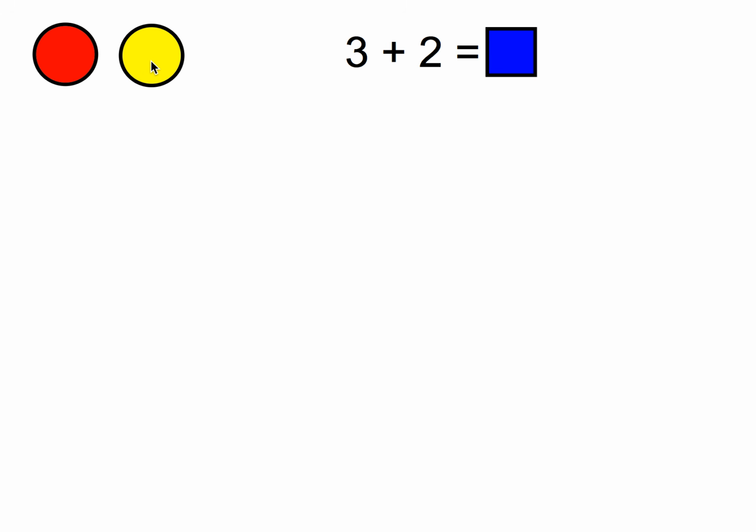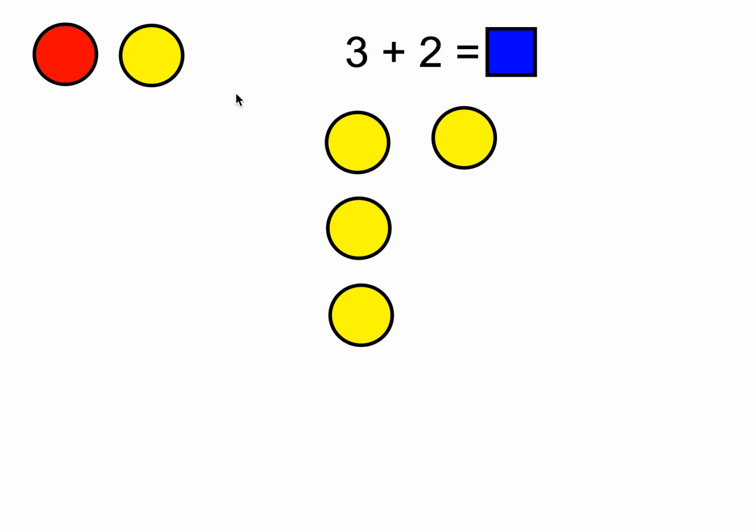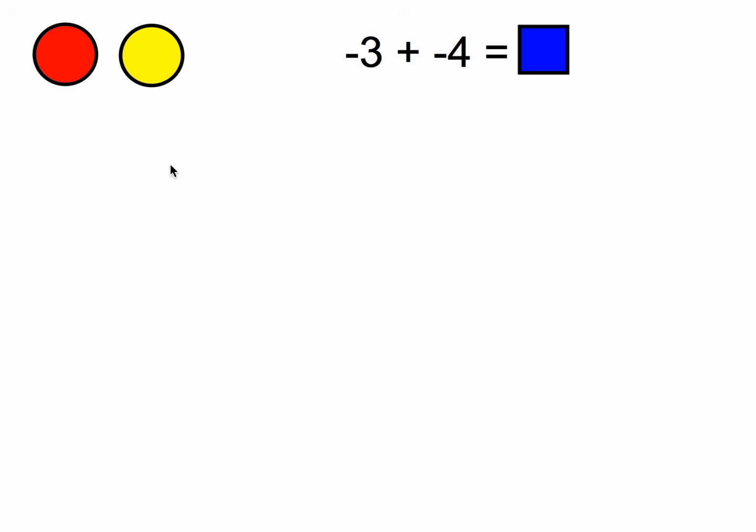So we're going to show that by doing 3 yellow counters to represent positive 3, and then another 2 yellow counters to represent positive 2. Altogether, that gives us 5 yellow counters, or positive 5, which is our answer. Let's try with some negatives.